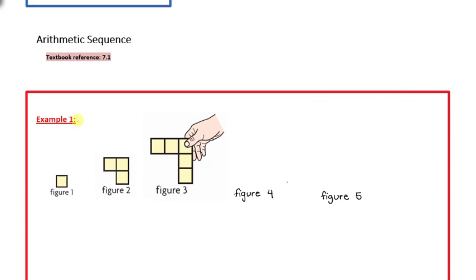So in this example 1, we see a series of figures. Figure 1 has 1 square. Figure 2 has 3 squares. Figure 3 has 5 squares. If I were to use this pattern and figure out what figure 4 would look like, it looks something like this.